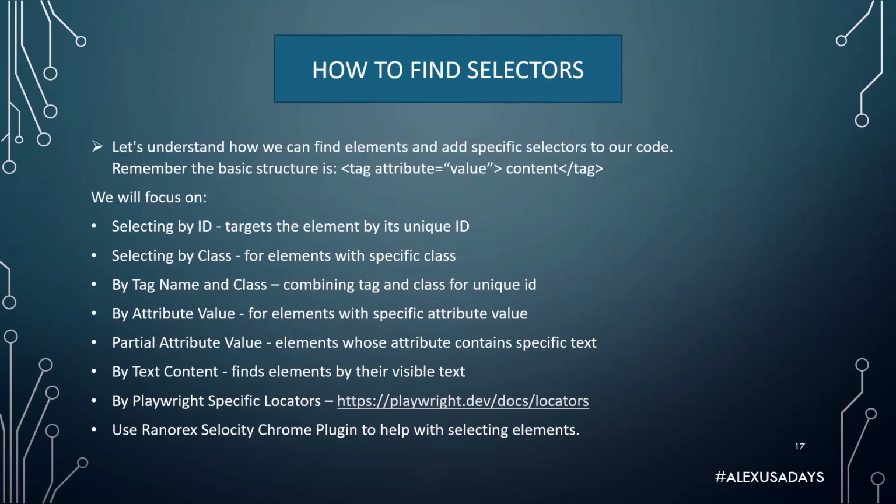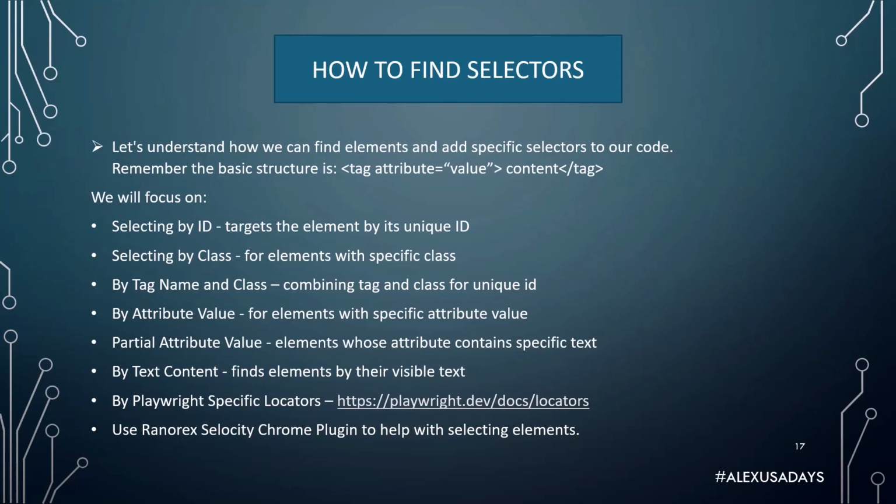Let's understand how we can find elements and add specific selectors to our code. Remember, the basic structure is you have an angle bracket and then a tag. Then after a tag you have some attribute, and an attribute might have some value. Within the tag you can also have multiple attributes, and attributes are like ID or class and so on. Then you have some content that might be text, and then after content you have a closing tag, right? So this is the very basic framework that you will be working with.